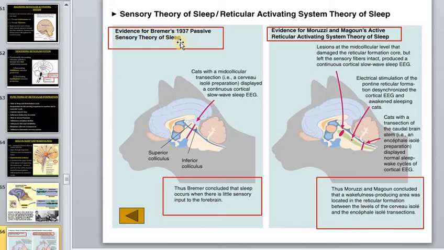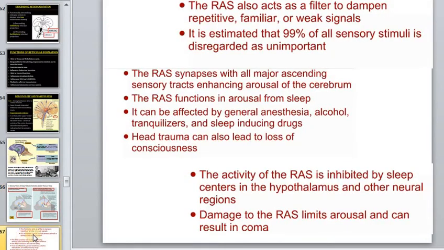We have Bremer's theory of sleep, and this theory considered that sleep occurs when there is little sensory input to the forebrain. Just after that the animals start to sleep. But some years later, these two scientists had a new theory. You see the active wave, the reticular activating system theory of sleep, and they concluded that the wakefulness-producing area is located in the reticular formation between the levels of a special part of the brain stem. And after that we have this theory of sleep, and this slide.